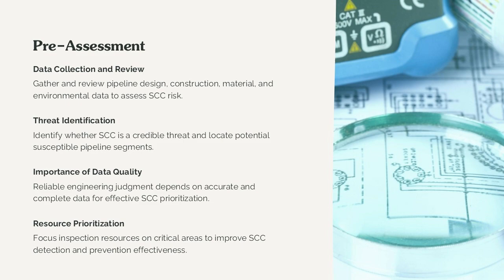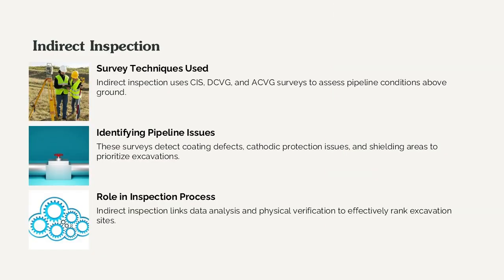inspection activities. Indirect inspection involves the use of above-ground survey techniques to identify and prioritize locations that may be experiencing conditions conducive to SCC. Common tools include close interval potential surveys (CIS), direct current voltage gradient (DCVG), and alternating current voltage gradient (ACVG) surveys. These techniques help identify coating defects, cathodic protection anomalies, and areas of potential shielding.